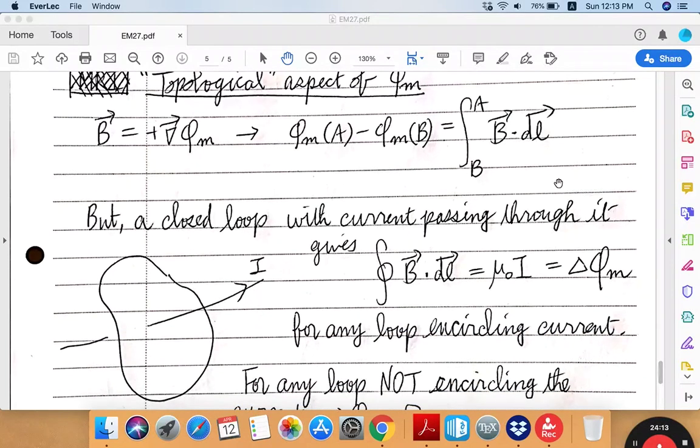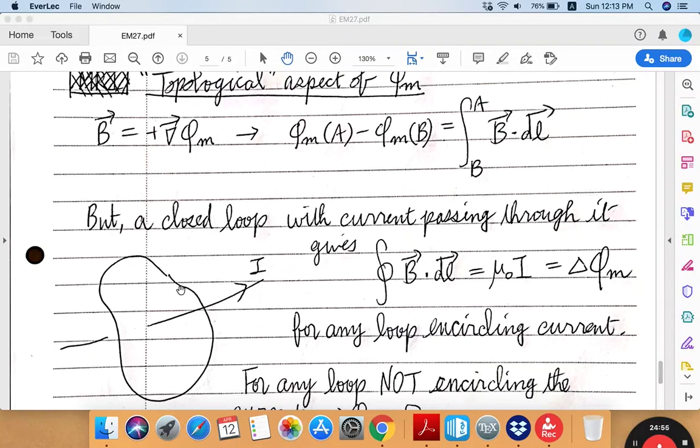But we also know that if we perform this sort of line integral along a closed loop, such as the one shown here, then the result of that integration equals the amount of current that passes through such a loop. That was Ampere's theorem we discussed last time. And according to this formula, this current multiplied by some constant equals the difference of the magnetic potentials as it traverses along this closed loop.